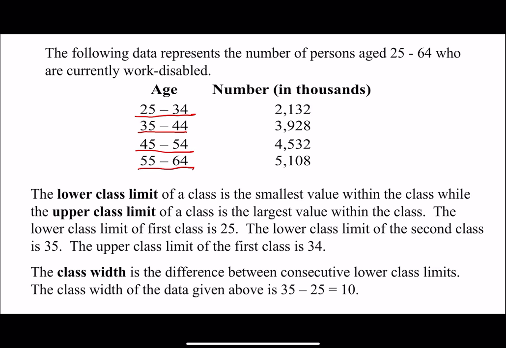So the lower class limit is the smallest value within that class, while the upper class limit is the largest value in the class. So for example, for this first one, the lower class limit is 25, the upper class limit is 34.